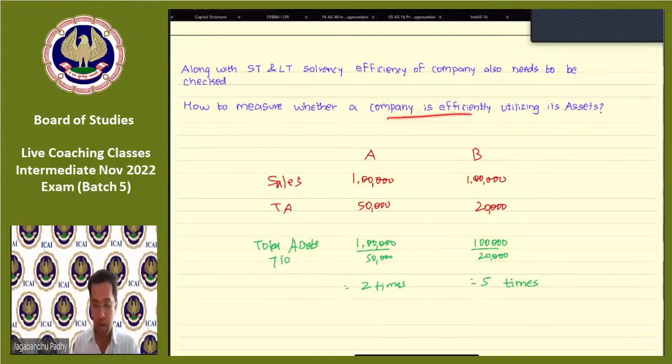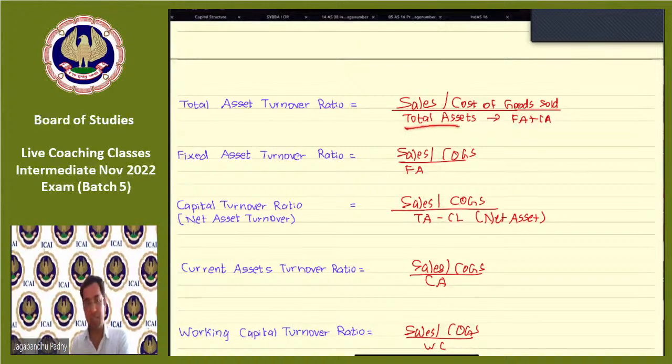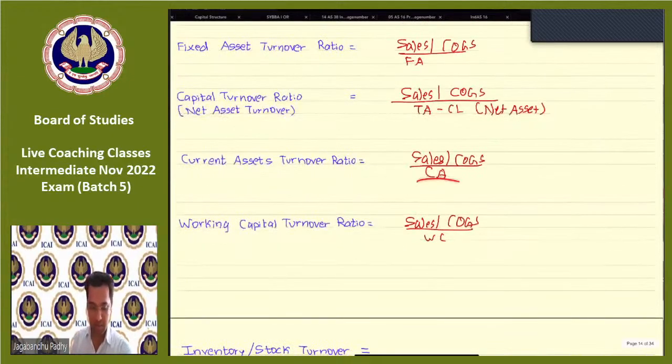Then how to identify whether a company is utilizing its assets efficiently? For that, we have all these turnover ratios, and all the turnover ratios have the same format: in the numerator sales or COGS, divided by the total asset. Now, total asset means your fixed asset plus current asset. Fixed asset turnover had only fixed assets. Net asset turnover or capital turnover will be total assets minus current liability. Same way, current assets turnover, working capital turnover, the format is the same. In case of turnover, it's always going to be sales or COGS in the numerator, and in the denominator, the respective item.